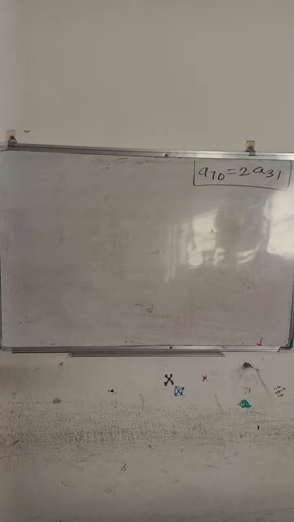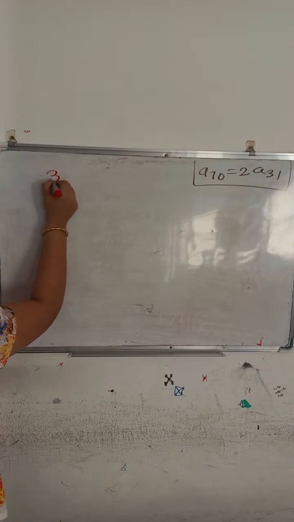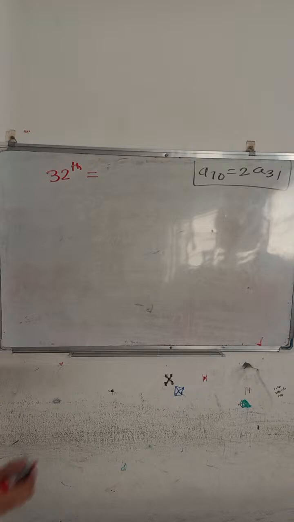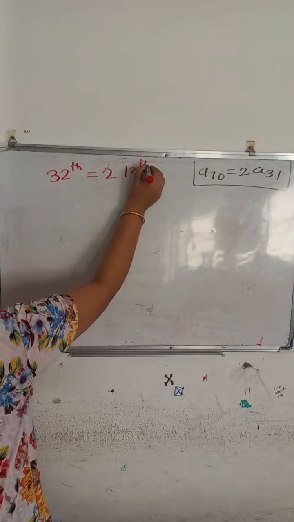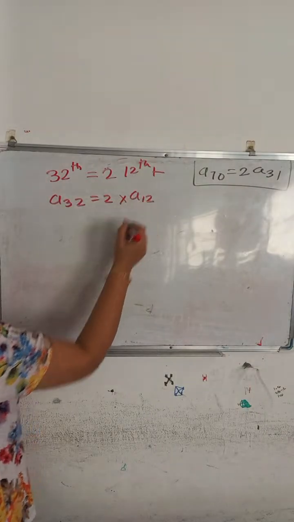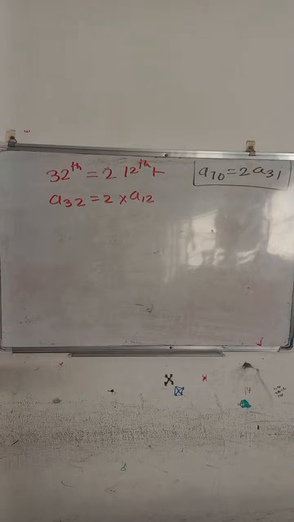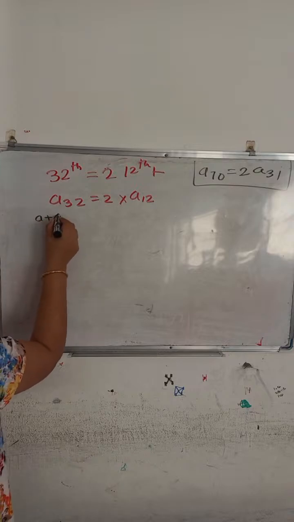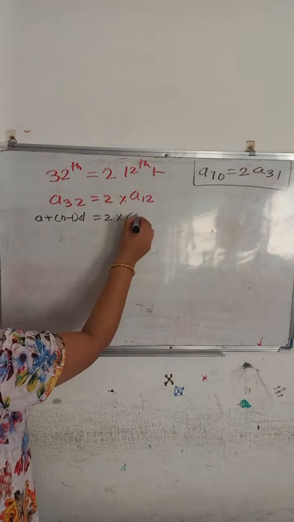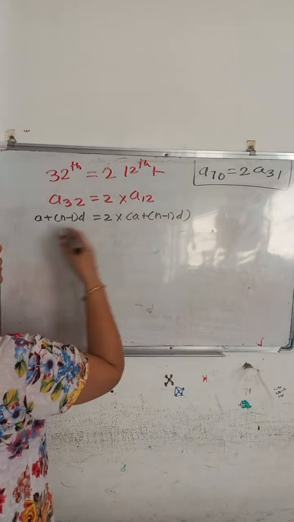And what they are saying here: in a certain AP, the 32nd term is twice the 12th term. This is given. That means can we write A32 is equal to twice A12? Can we write it like this? Okay. So use the formula. Which formula? You can write here A plus n minus 1 d is equal to 2 into A plus n minus 1 into d. Don't cancel here.